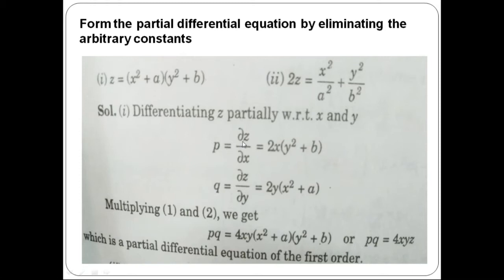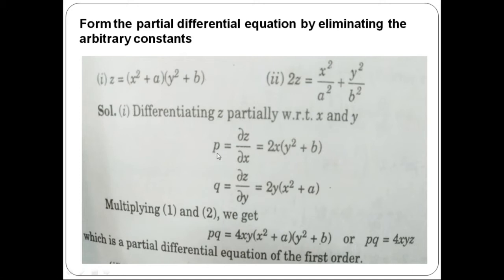According to the standard notation, this is denoted by p. Now when I differentiate with respect to y, curl z by curl y will be 2y into x square plus a. The first function, x square plus a, remains the same, and the derivative of y square is 2y. The derivative of the constant a is 0, so we are left with only 2y into x square plus a. Curl z by curl y has the standard notation q.